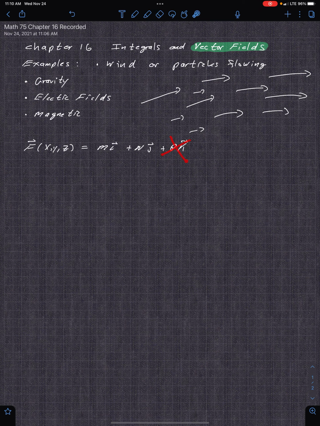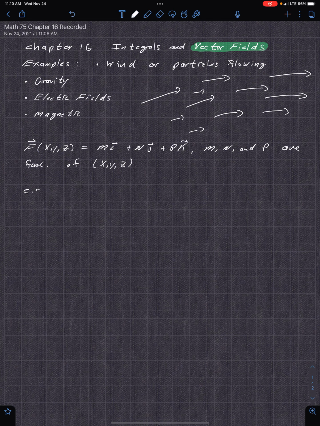If you leave off the k, then you're looking at more like a 2D case. We have M, N, and P, which are functions of those three variables, x, y, z. And if you're in 2D, of course, it'd just be the plane x, y.